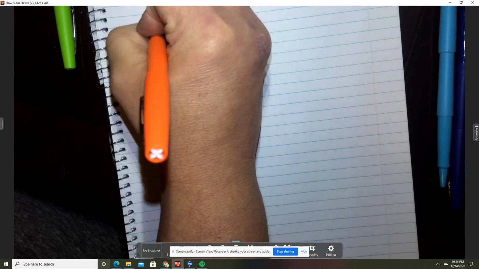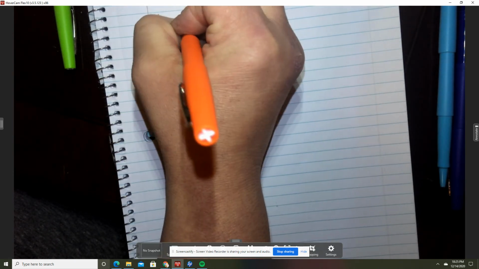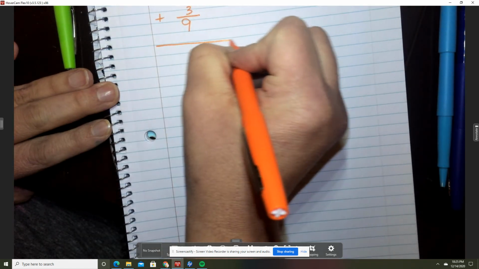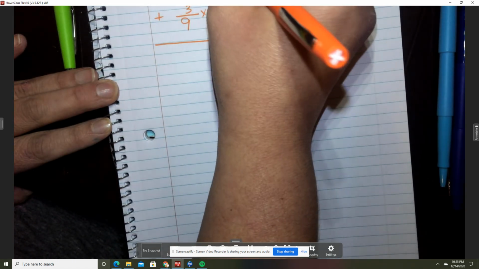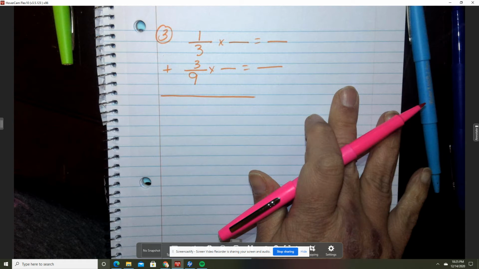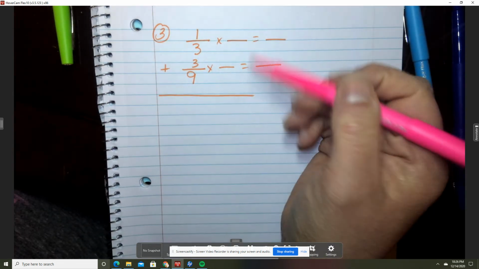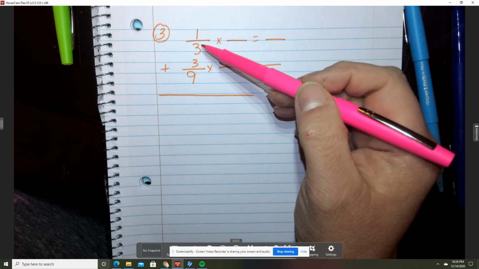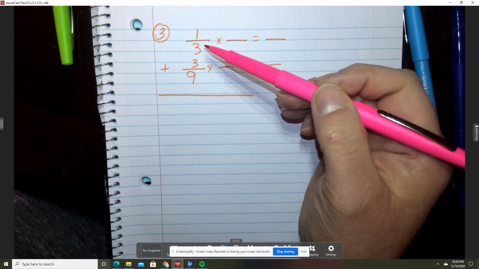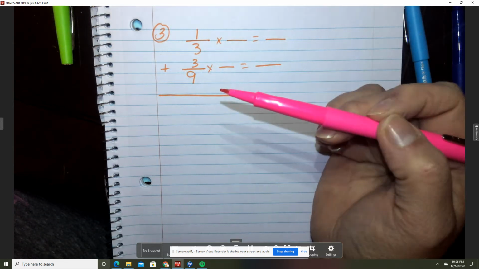1/3 plus 3 ninths. I'm going to go on and set this problem up. Guys, make sure that you're doing all this with me. First step. Can 3 go into 9 evenly?